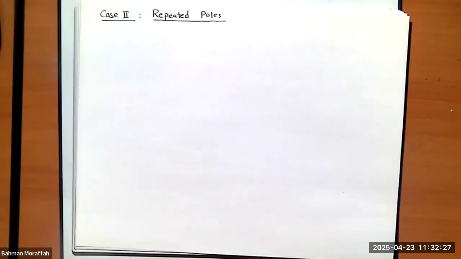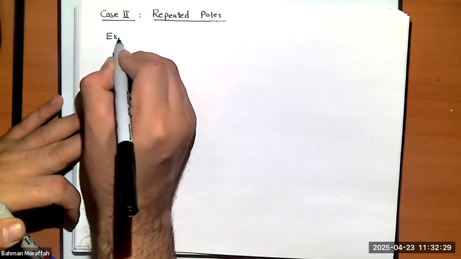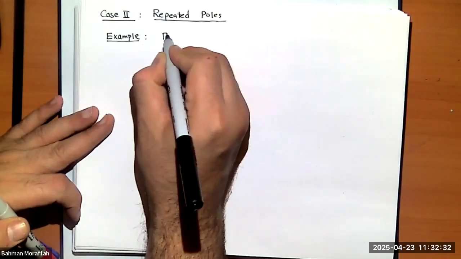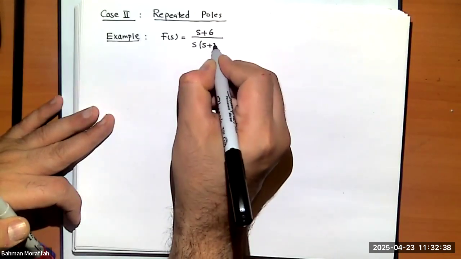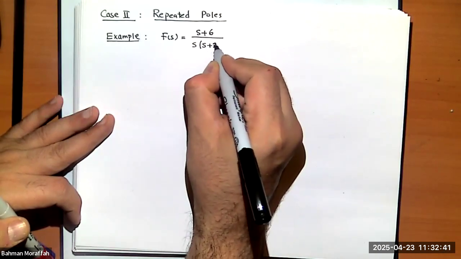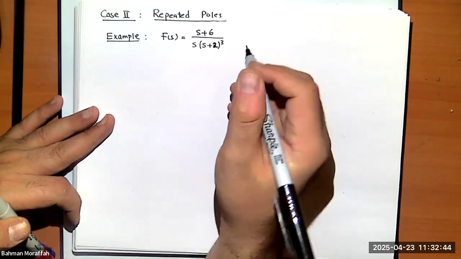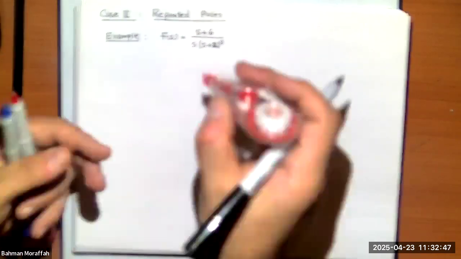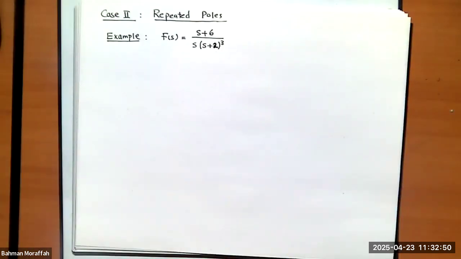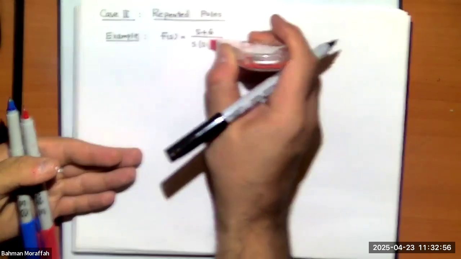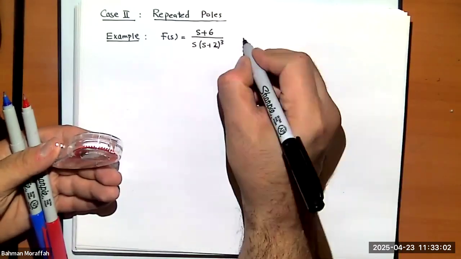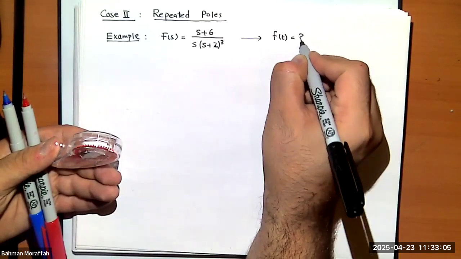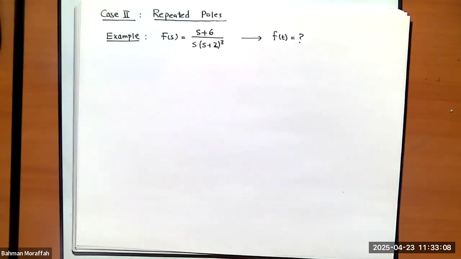Let me explain this by an example. Let's just say I'm given this F(s), which is (s + 6) divided by s times (s + 3)... well, (s + 2) to the power of 3. Right? This is 2. The question is f(t). Right?